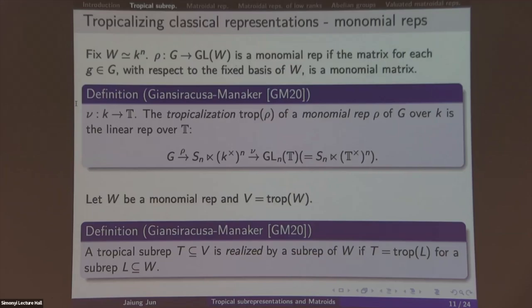There's another question. What is the major obstruction in defining just a tropical representation? Like, why do we have to stick to subrepresentations?